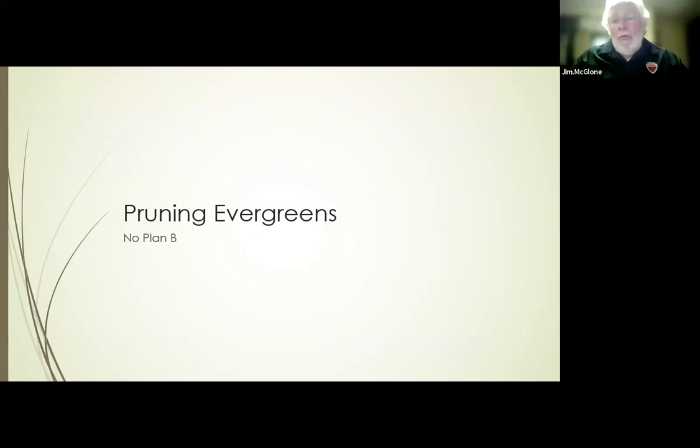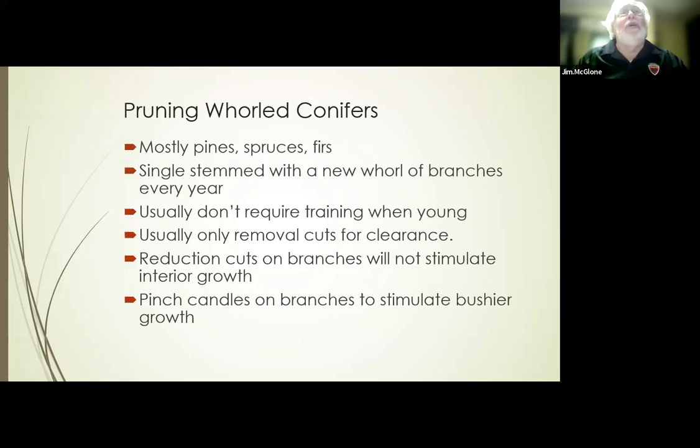All right. When we prune evergreens, one of the things that I told you is you don't have that plan B. Especially the whorled conifers, things like pines and spruces and firs, they generally have a single stem and they'll get a new whorl of branches every year. In fact, with the eastern white pine, you can tell how old it is by counting the branch whorls on it because it produces one whorl every year. And at the end of those new branches, there is another bud. Every year, those buds will continue to grow out in the candles. And at the base of the bud, you'll get another whorl of branches.